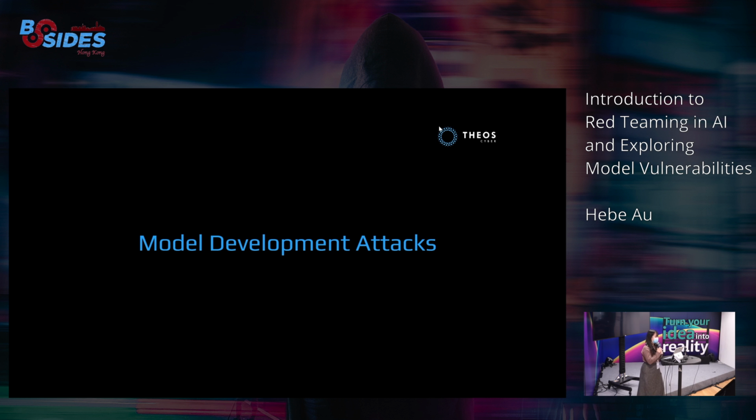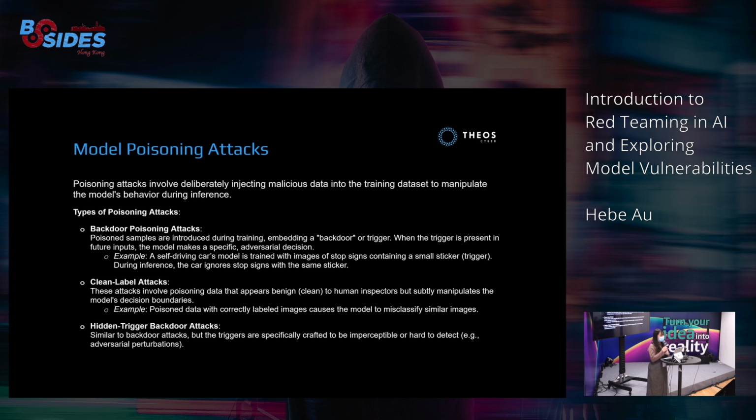Okay, let's start the model development attack. What kind of attack can be used before the organization puts this model into the system? The first one is the poisoning attack. It injects some malicious data into the training data set and then manipulates the model behavior.